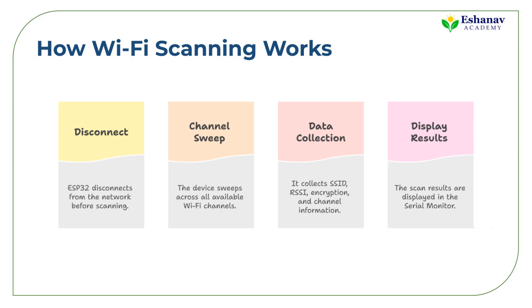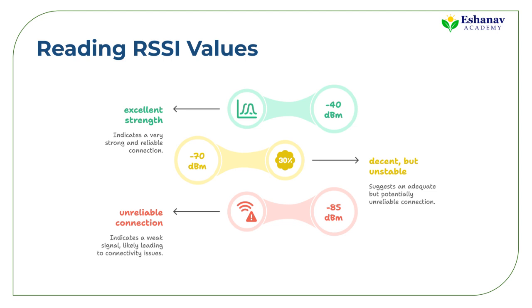Signal strength, measured as RSSI, is one of the most important scan results, but it confuses beginners because values are negative. Closer to 0 means a stronger connection. For example, -40 dBm is excellent, like standing next to the router. -70 dBm is usable but less stable, especially under load. Once you drop below -85 dBm, the connection becomes unreliable and packet loss is common.